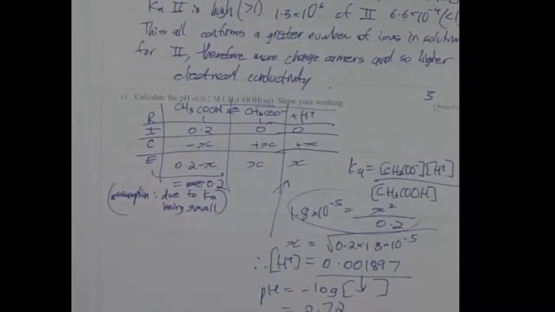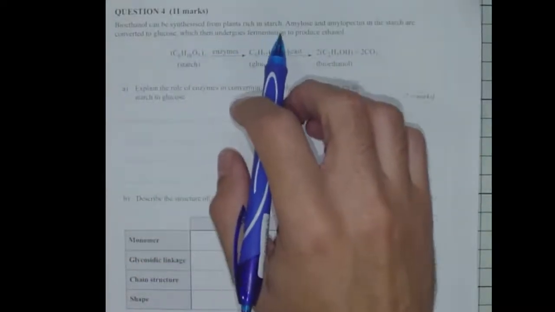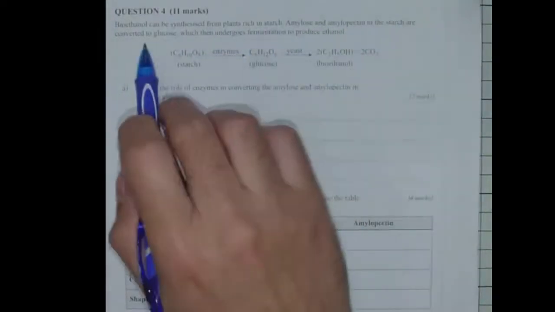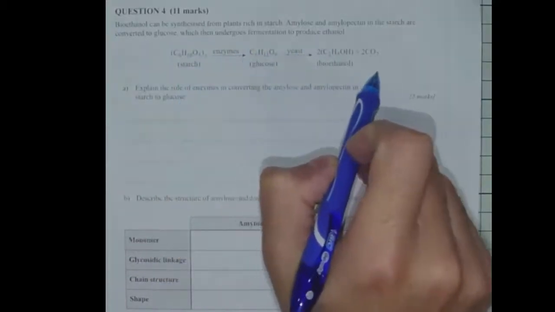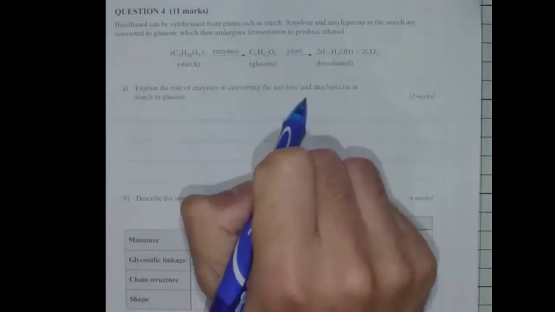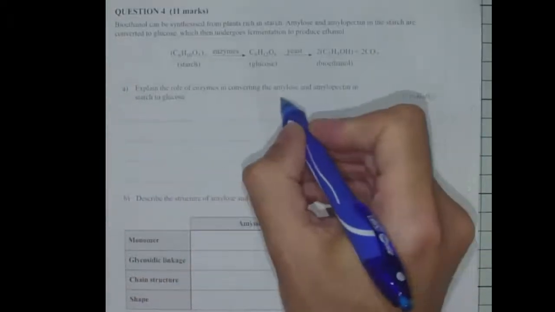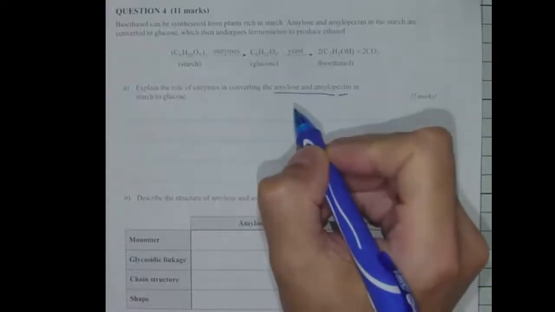Okay? Question 4. Bioethanol can be synthesized from plants, amylose, amylopectin and starch, converted to glucose, and when fermented, all good. Explain the role of enzymes in converting amylose and amylopectin in starch to glucose. What is their role? For 2 marks.